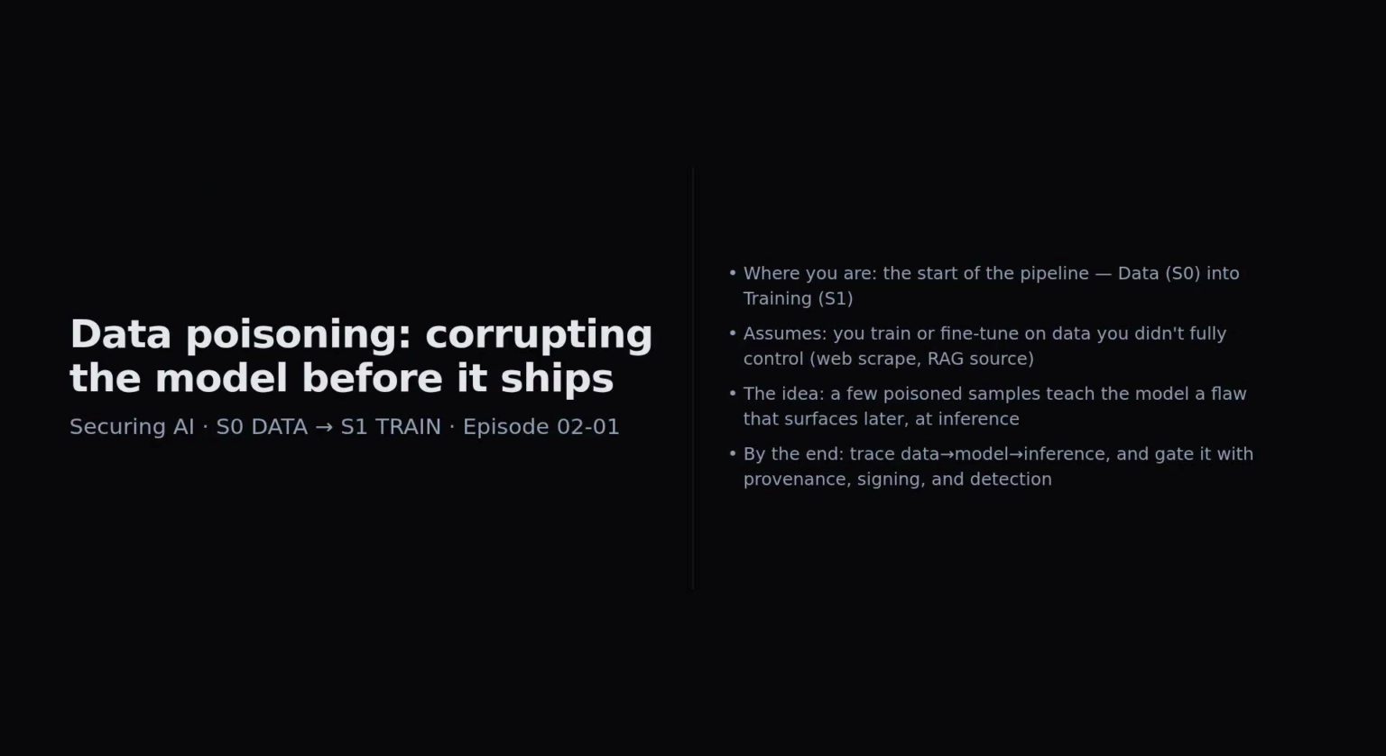We're at the very start of the pipeline. Stage 0, data, feeding stage 1, training. The assumption that bites everyone: you trained on data you didn't fully control. We'll trace how a handful of planted samples become a flaw in the weights that only shows up at inference, then stack the defenses that catch it before it ever trains.